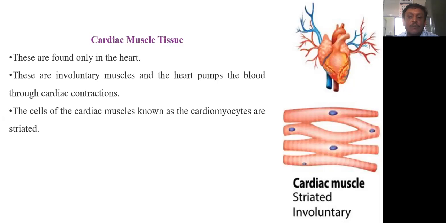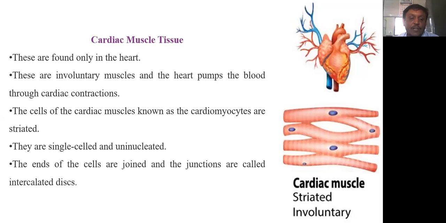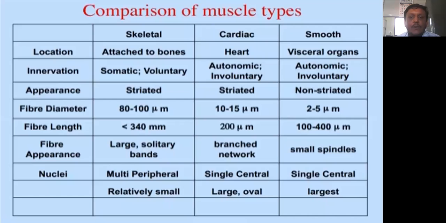The cardiac muscle cells are known as cardiomyocytes, and they are striated. They are also single-celled and uninucleated. When the ends of the cells join together to form a tissue or fiber, they are joined at junctions called intercalated discs. If this is the first cell and this is the second one, they are joined by an intercalated disc, and the cells are also attached laterally to each other by desmosomes. So this is a description of all three types of muscles.